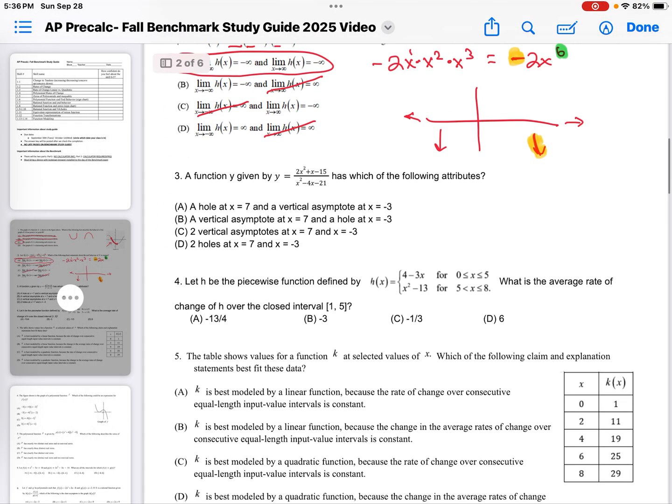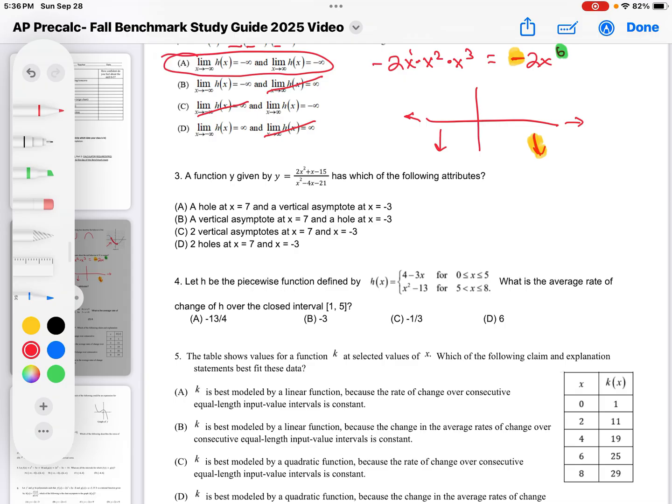Okay, let's go ahead and look at this next one. We are given this rational function, and it says, which of the following things is going to be true about this? Since they're talking about holes, asymptotes, and all that good stuff, that means that we have to factor this thing. On top, we have 2x squared plus 1x minus 15.